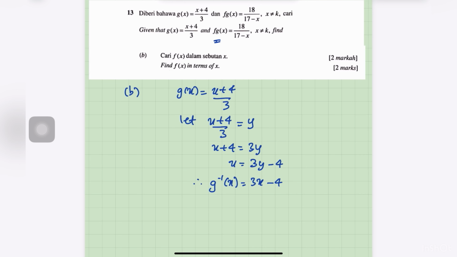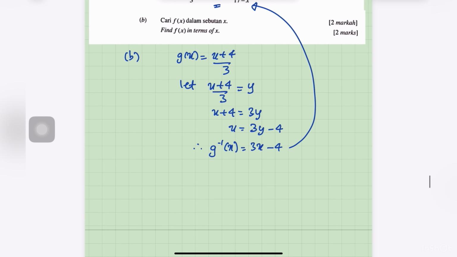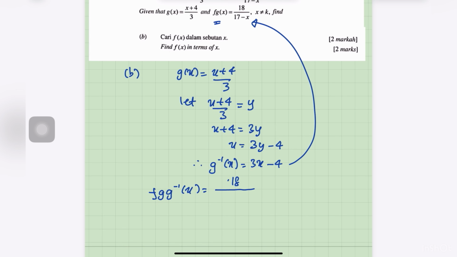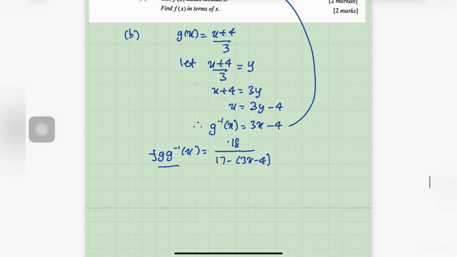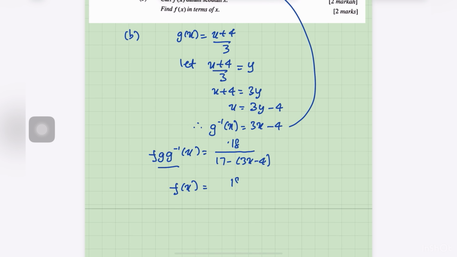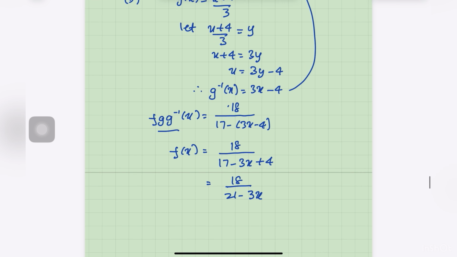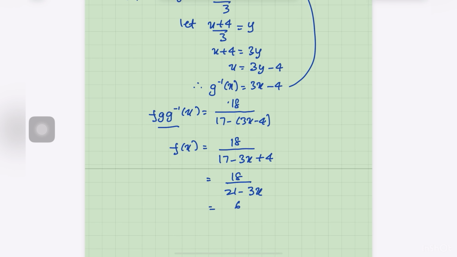Okay, so kita substitute g inverse into fgx. Okay, so here g inverse x equals berapa ni, 18 over 17 minus 3x minus 4. Okay, so ni g inverse dah tinggal fx je lah. So fx equals 18 over 17 minus 3x plus 4. So this one is 18 over 21 minus 3x. Okay, this one we can simplify, all divide by 3. So this one is 6 over 7 minus x. So ni fx.